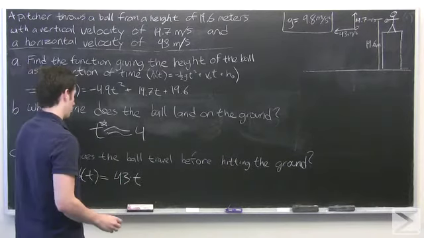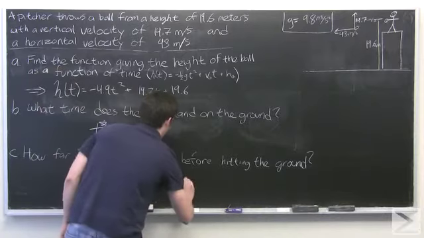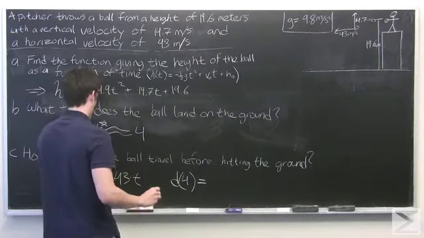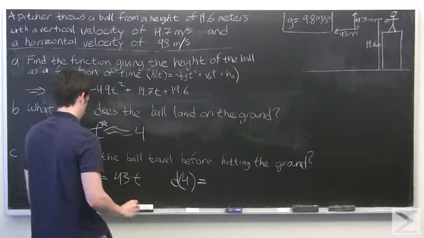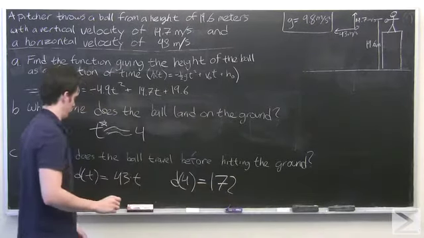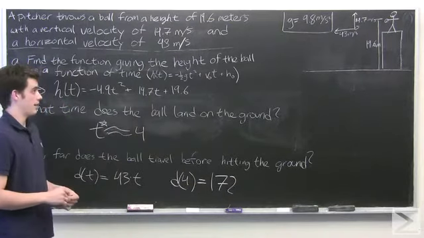Well, we just plug in our magical t star of 4 and see what we get. d of 4, and we get 43 times 4, which is 172, though you're certainly welcome to check that arithmetic if you don't trust me. So that's part A, B, and C.